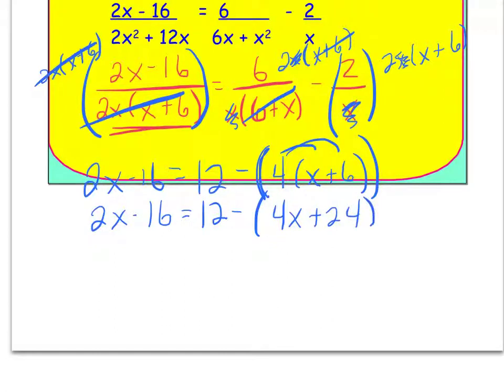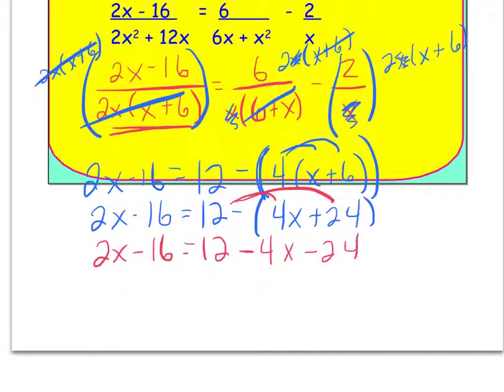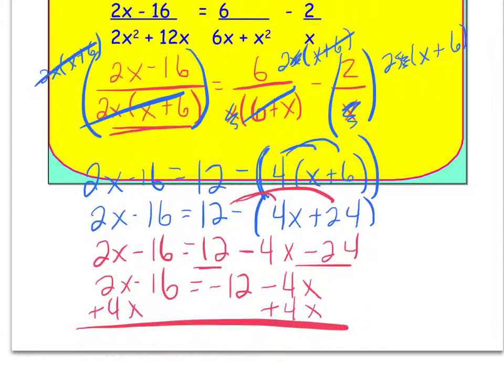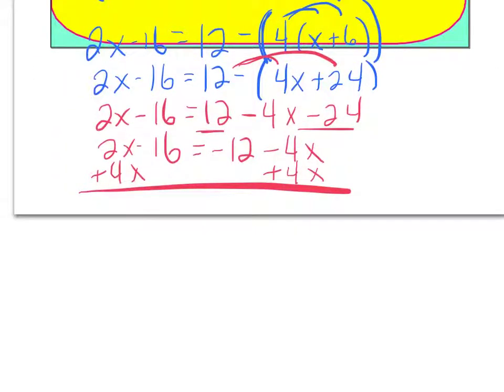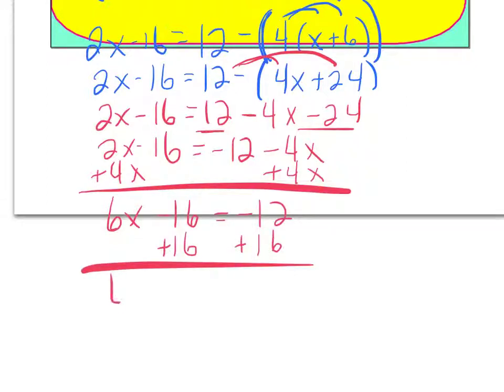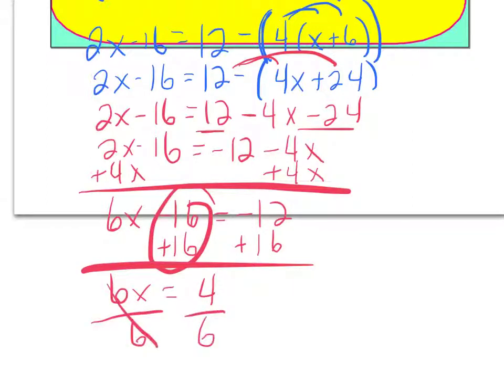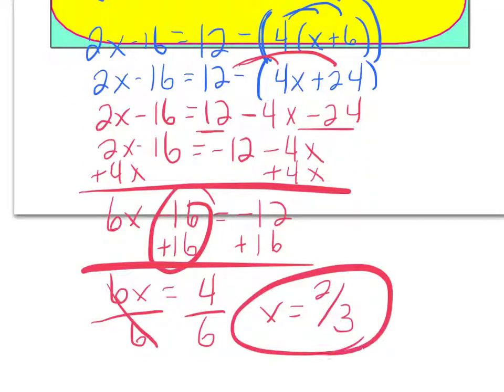Well, this subtraction sign needs to distribute there, so we've got 2x minus 16 equals 12, minus 4x minus 24. 2x minus 16 equals, you've got 12 minus 24, which is negative 12, minus 4x. Let's get our x's together. I'm going to add 4x's to each side. We've got 6x minus 16 equals negative 12. We'll add 16 to each side. 6x equals 4. Divide by 6, and x equals 2/3.